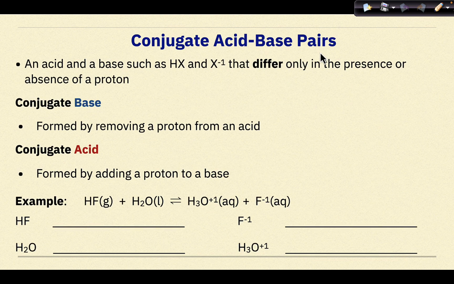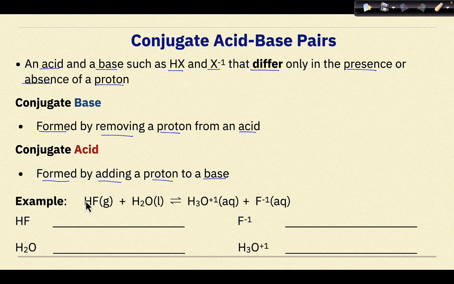Conjugate acid-base pairs. A conjugate acid-base pair is an acid and a base such as HX, where X is representing any anion, and X-, that differ only in the presence or absence of a proton. A conjugate base is formed by removing a proton from an acid. A conjugate acid is formed by adding a proton to a base.